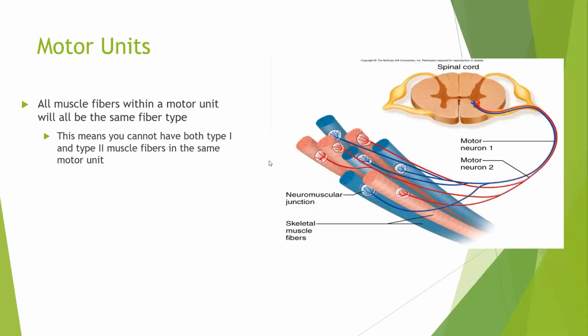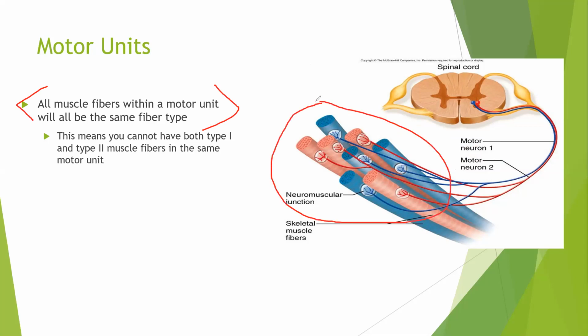Now, we've talked about motor units before, and just as a little refresher here, motor units are just simply the connection of a nerve, or what's known as a motor neuron, to a muscle fiber. So a motor unit is just that nerve muscle fiber connection. That's all it is. Now, expanding on that, all muscle fibers within a motor unit will all be the same fiber type.